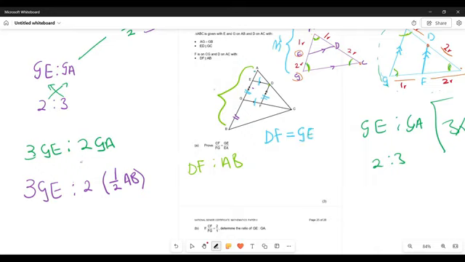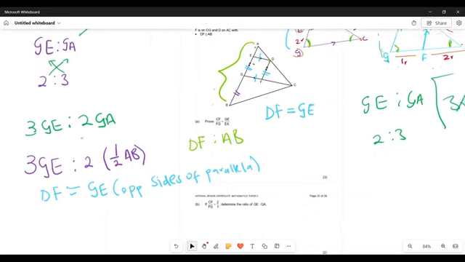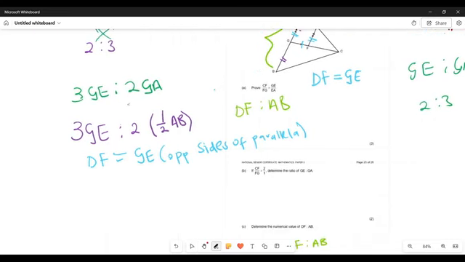And why is that? Because opposite sides of a parallelogram are equal to one another. This would be your reason, right? So let me write it here. DF is equal to GE, and these are opposite sides of a parallelogram. All right. So now, do I have the ratio of DF? Yes, I've calculated it as 1R, right?